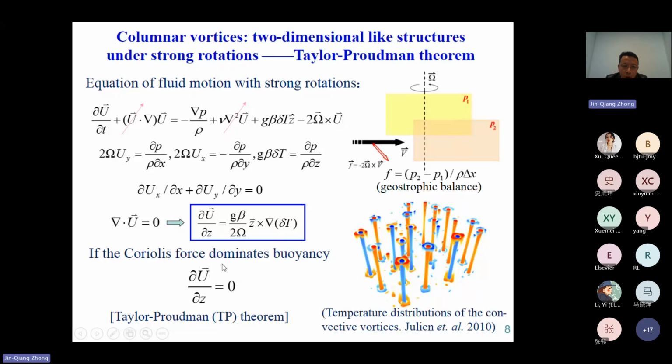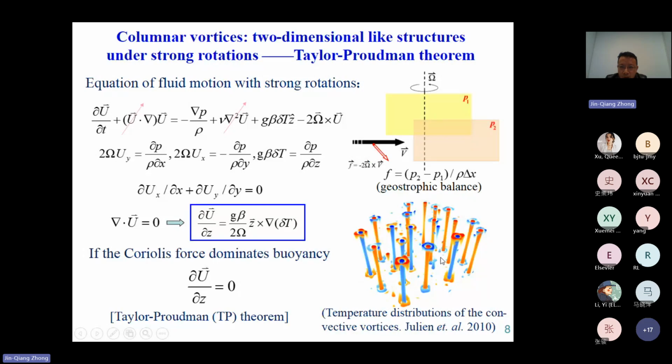That is, the vertical velocity gradient is caused by horizontal temperature variations. If the Coriolis force dominates the buoyancy force, we finally arrive at the TP theorem, which states that the vertical velocity gradient is zero. The right figure shows DNS data of the temperature distribution of these convective vortices. As predicted by the TP theorem, we see the structure of these convective vortices is independent of the fluid height.